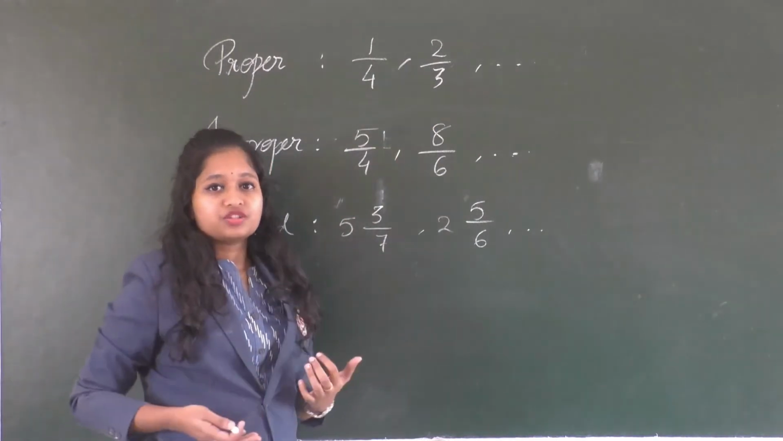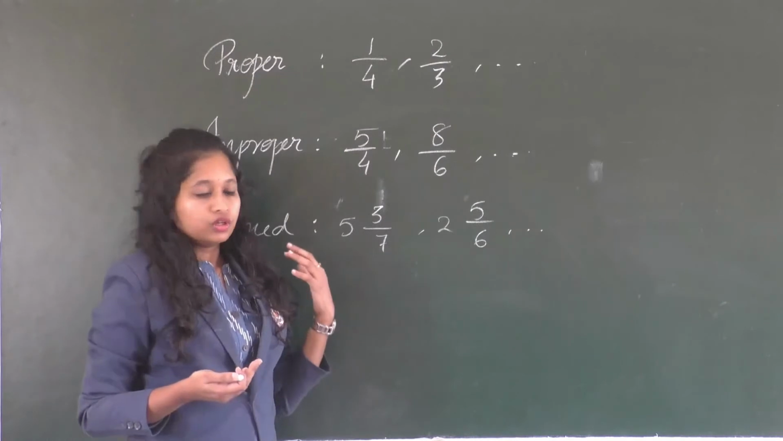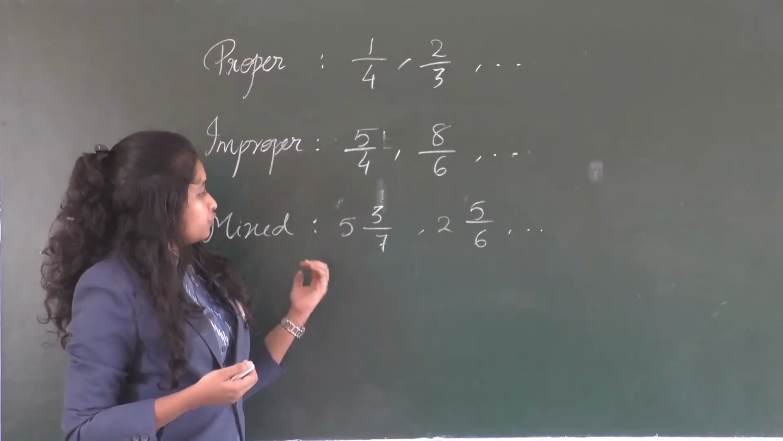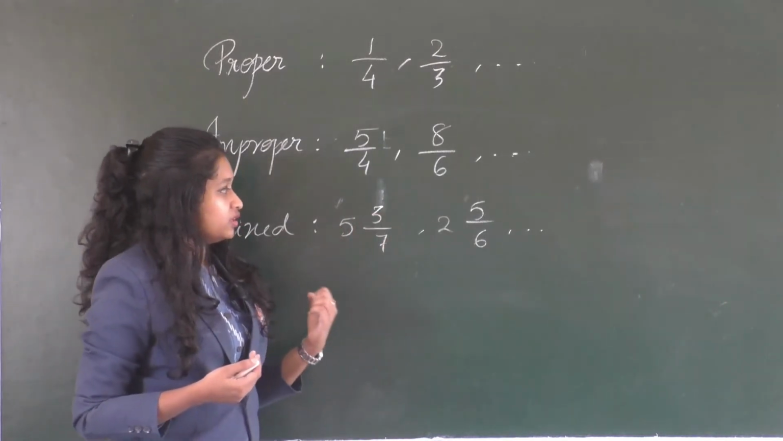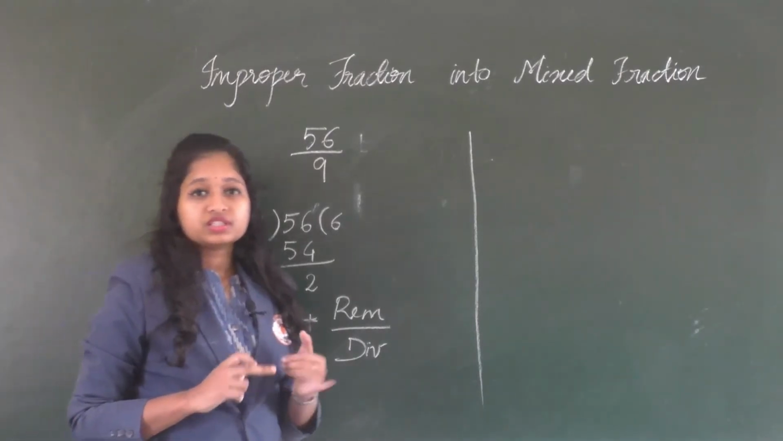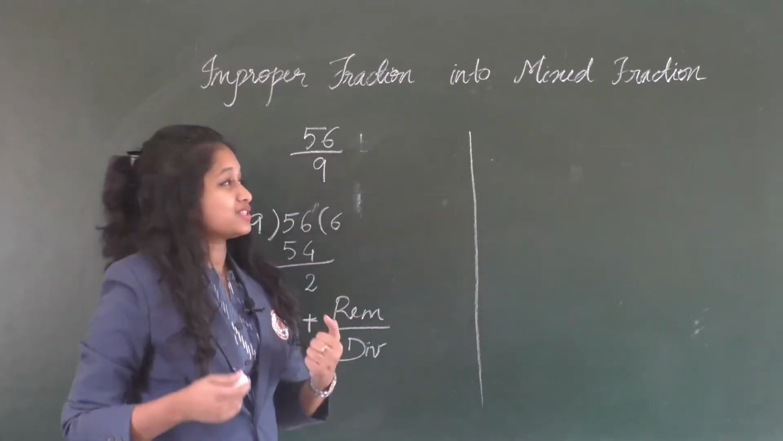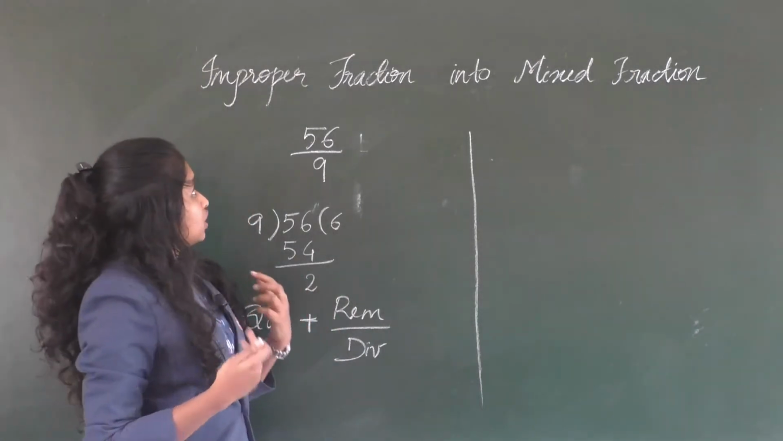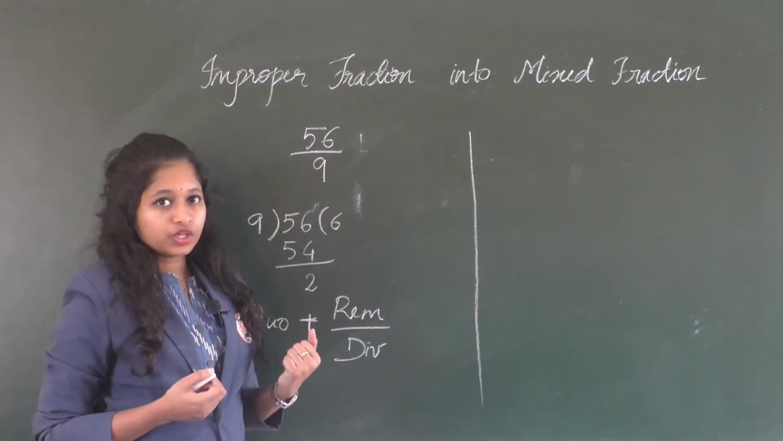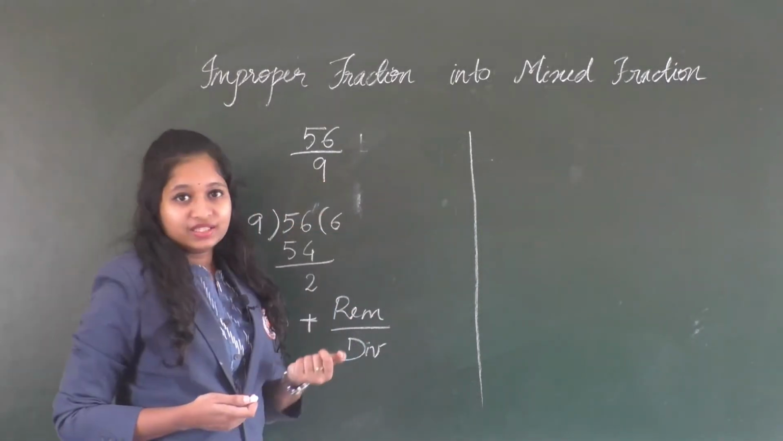And now what about mixed fraction? Mixed fraction is a combination of a whole number and a proper fraction. For example, 5, 3 by 7, 2, 5 by 6, etc. Okay. So children, we have learned proper, improper and mixed fraction, isn't it? So now let's learn how to convert an improper fraction into a mixed fraction. Okay. So here I have an example, 56 by 9.